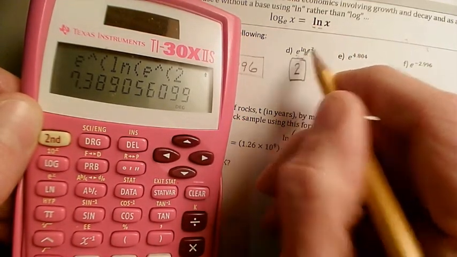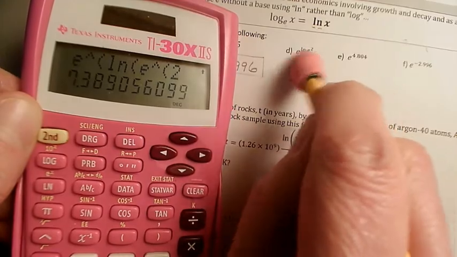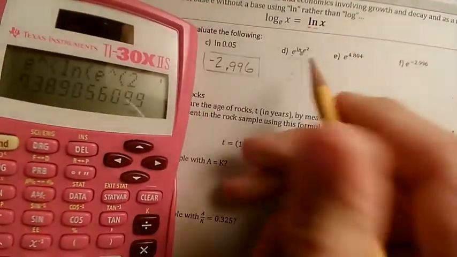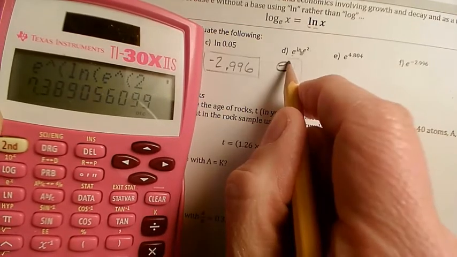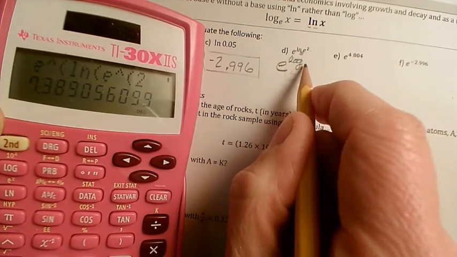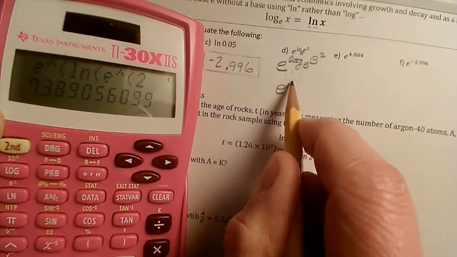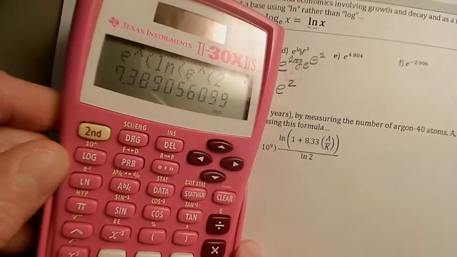Sorry, there's an E in there. So yes, oh no, I'm totally wrong on that. Sorry. Okay, so it's E raised to the log base E of e to the 2, right? So this is all equal to e to the 2. That's the value I got.